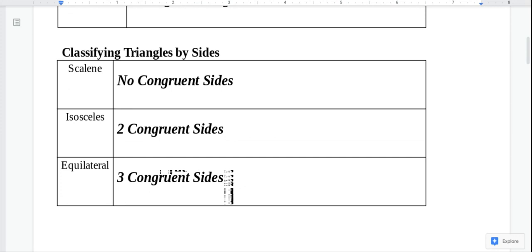Classifying triangles by sides. First we have scalene, which have no congruent sides. No sides are the same length. Isosceles have 2 congruent sides. Or equilateral, which have 3 congruent sides, all sides the same. So scalene, no congruent sides. Isosceles, 2 congruent sides. And equilateral, 3 congruent sides.